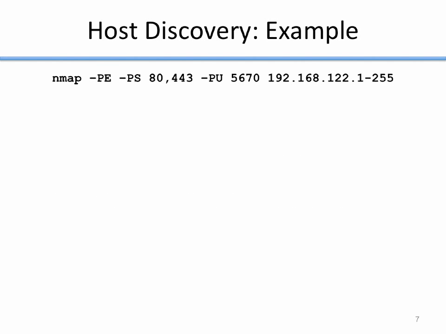So let's look at an example of controlling host discovery on the command line here. If I run Nmap with these options, I'll have -PE, which is for the echo request, -PS, which is for a SYN TCP packet, and I'm going to say, okay, I want you to send SYN packets to port 80 and 443. And then I would have -PU to say, I also want you to send a UDP packet to 5670.